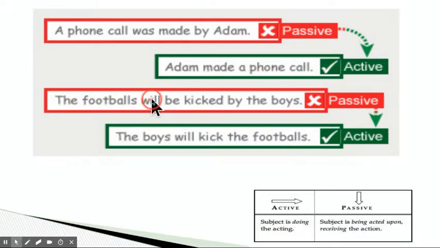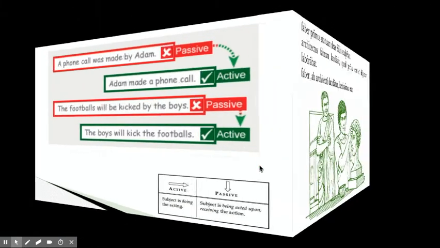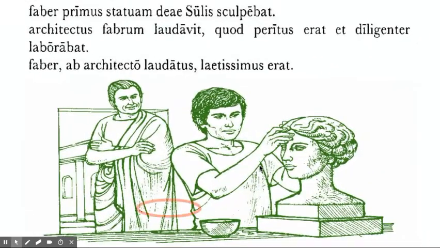The footballs will be kicked by the boys. Will is the future signal. But be in English tells you it's the passive. The subject is receiving the kicking. The boys will kick the footballs. That's active voice. Every verb we've covered in Latin so far until this chapter has been active. Now we have the passive with the perfect participle.